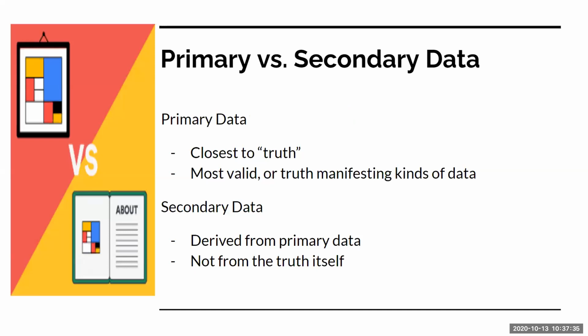Two types of data are primary and secondary data. Primary data is the one closest to the truth. It tends to be the most valid or truth-manifesting kind of data. Secondary data is derived from primary data itself, so that means it is not the truth directly.